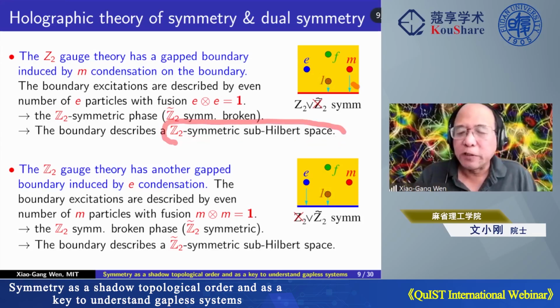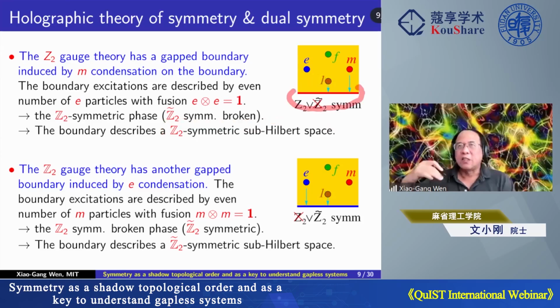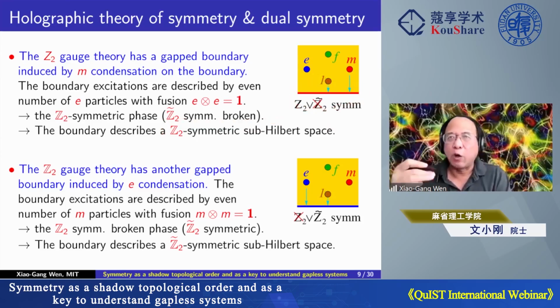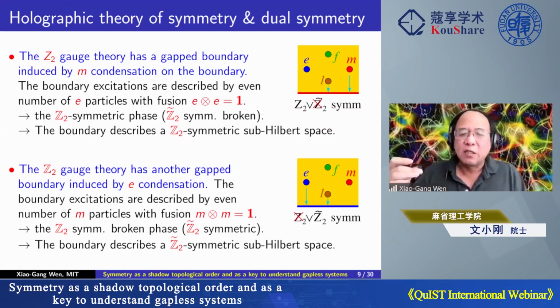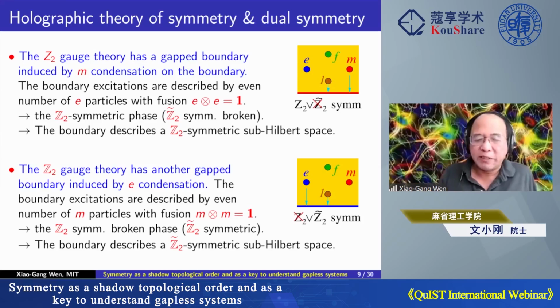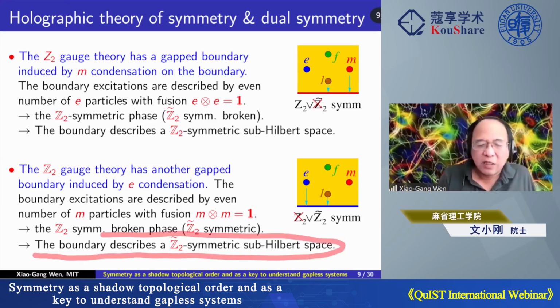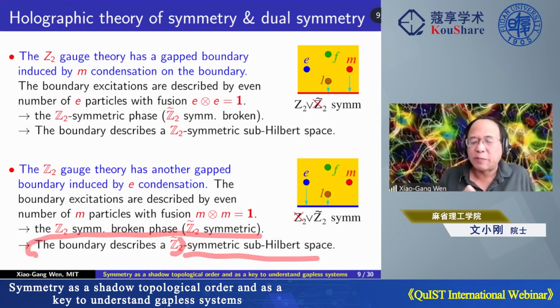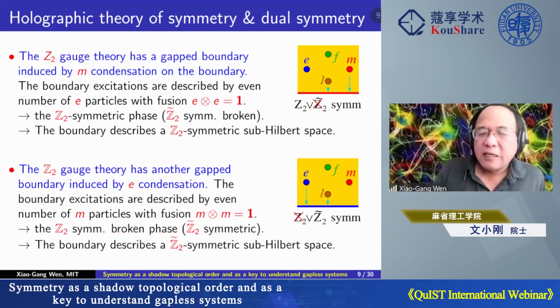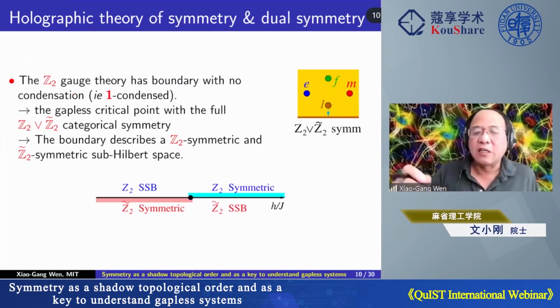So the boundary of a topological order indeed describes a symmetric system in one lower dimension, but really they only describe the symmetric subspace of the symmetric system in one lower dimension. And a similar thing is true for E condensation. Again, the boundary only contains an even number of M particles, so therefore it only describes the symmetric subspace which contains this dual Z2 symmetry symmetric subspace. Okay.